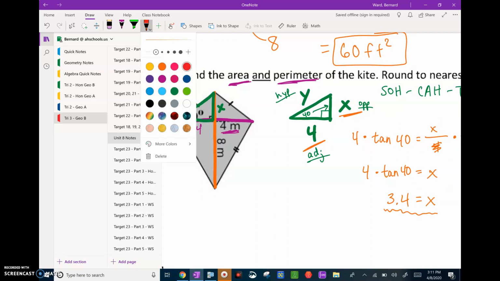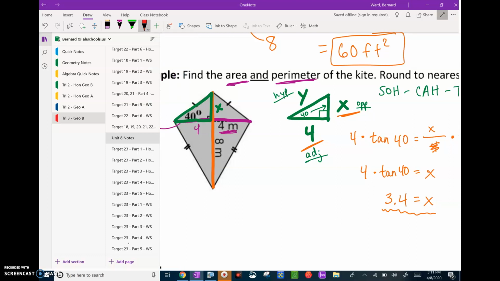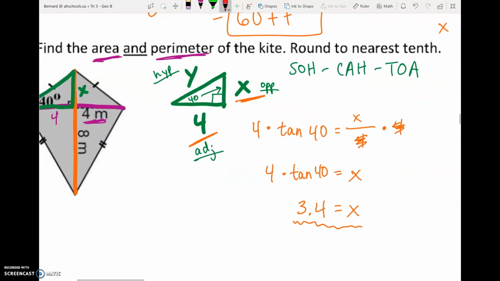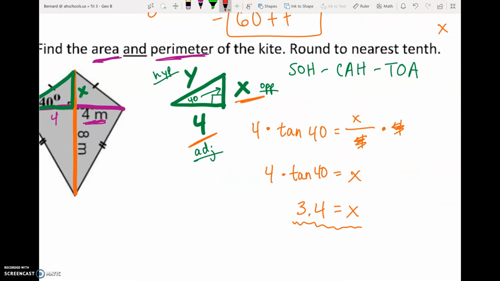Now, let's solve for Y. All right, let's solve for Y. And so same setup, except we don't care about X this time. We want to find Y, which is the hypotenuse, and the other number we know is still our adjacent, which is 4. And so we need to work with adjacent and hypotenuse. Adjacent and hypotenuse, that's the C part, right? So we're going to work with the cosine. So the cosine of 40 is going to equal adjacent divided by hypotenuse. So 4 divided by Y.